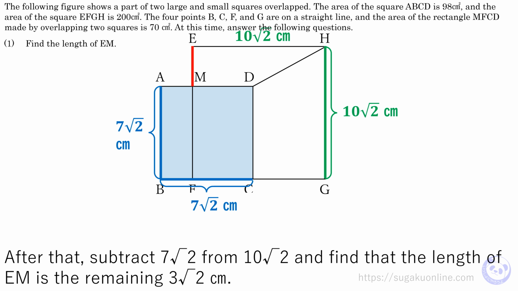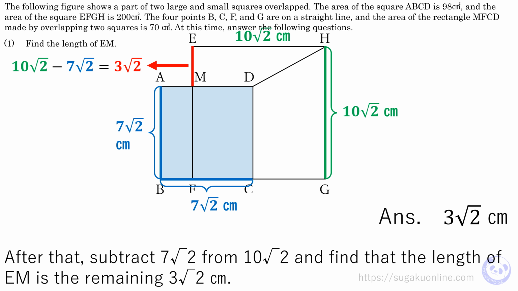After that, subtract 7 square root 2 from 10 square root 2 and find that the length of EM is the remaining 3 square root 2 centimeters.